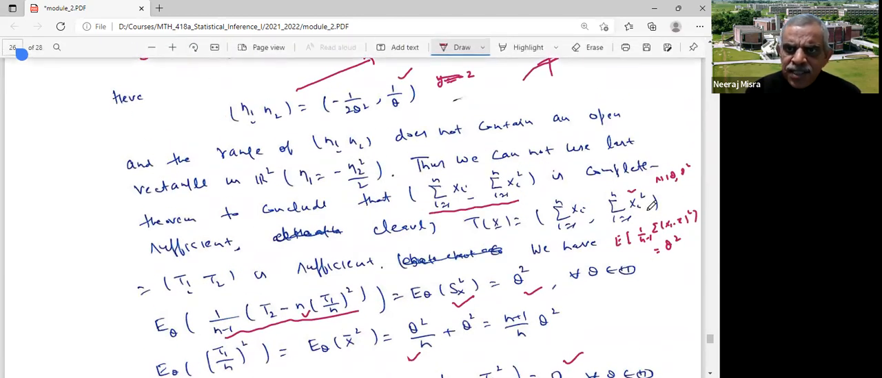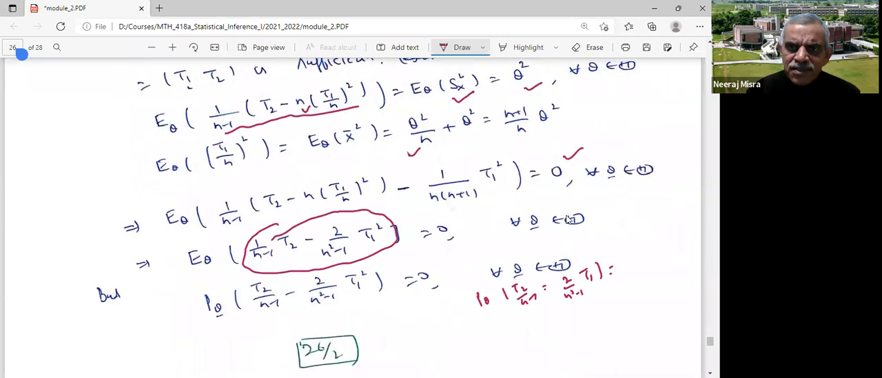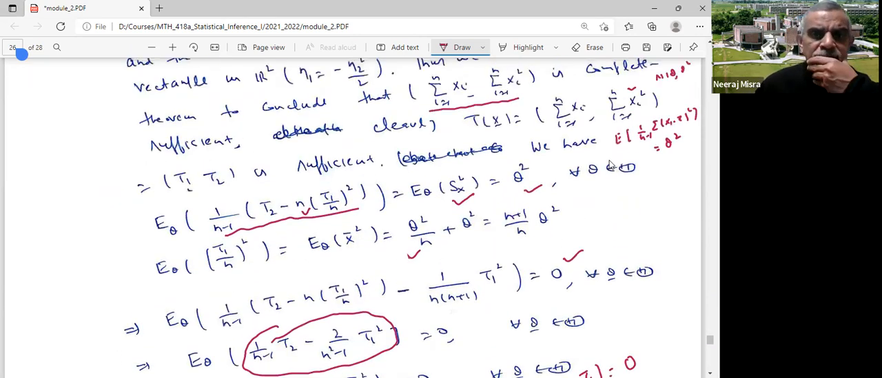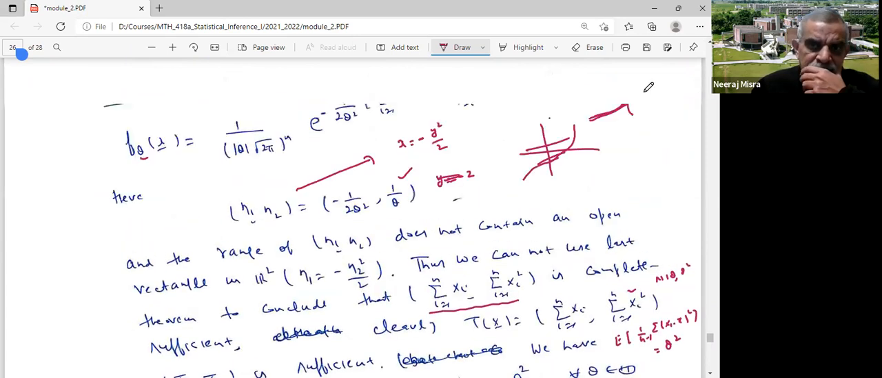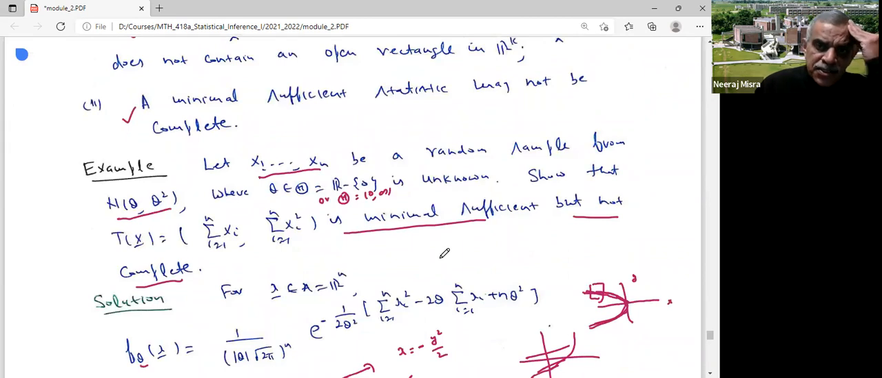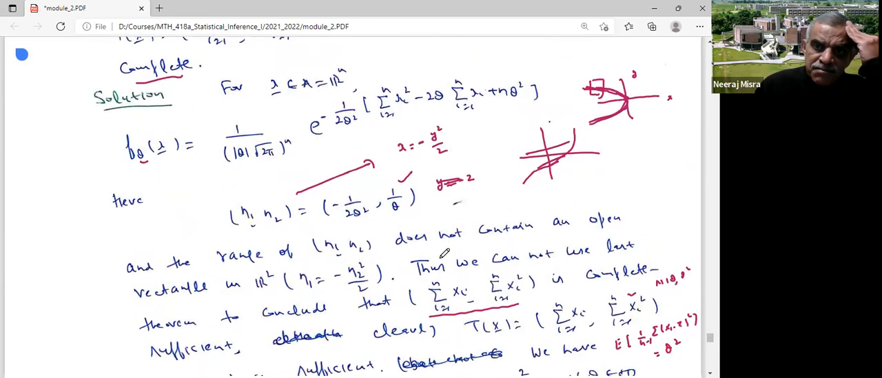T1 and t2 are continuous random variables. They would have some joint distribution. So the probability that t1 lies on some curve of t2 would be 0, because t2 upon n minus 1 minus 2 times n square minus 1 times t1 would be a continuous random variable. So this probability would be 0, whereas for completeness, this should have been 1. So here is an example where a minimal sufficient statistic may not be complete. The converse is always true: a complete sufficient statistic is always minimal sufficient.